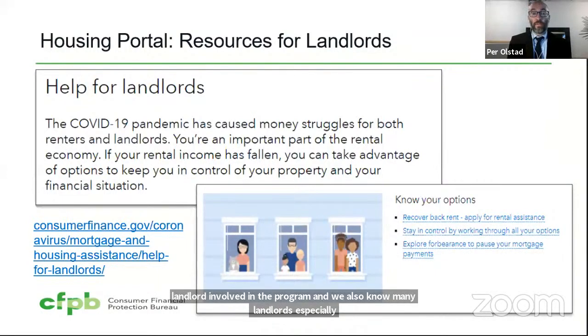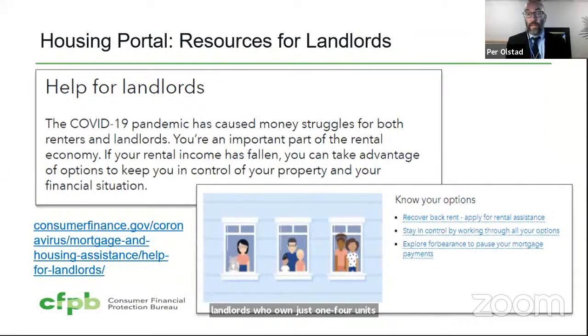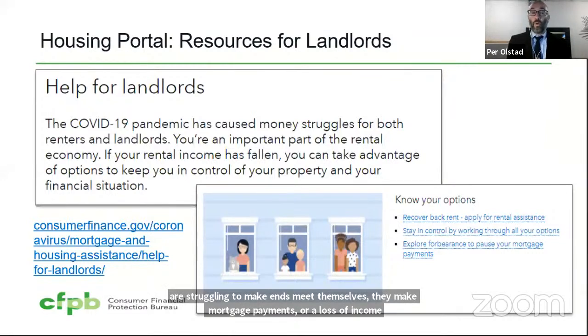We also know that many landlords, especially the smaller mom and pop landlords, are struggling themselves. Based on survey data and research, we know that landlords who own just 1 to 4 units are struggling to make ends meet themselves, either making their mortgage payments or a loss of income that they rely on for their overall household balance sheet. And that is particularly acute among older property owners who rely on the income stream from their rental property as a part of their retirement security.